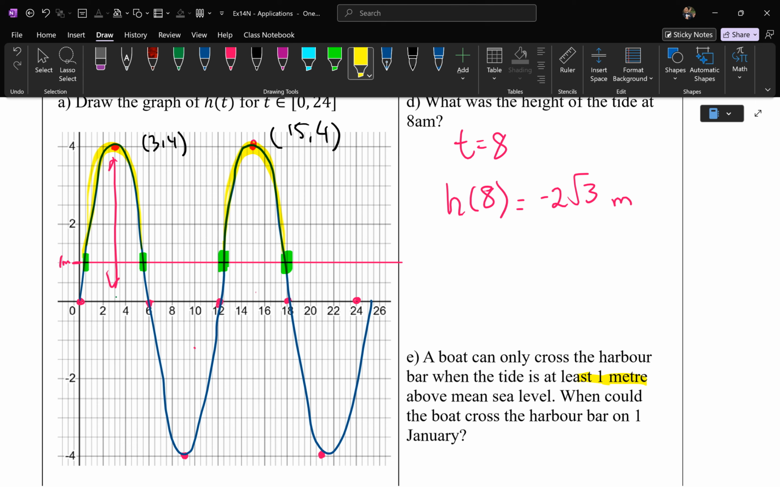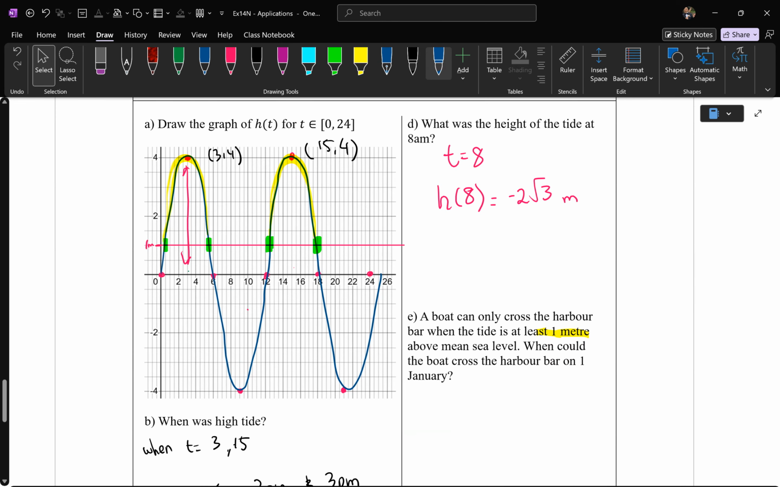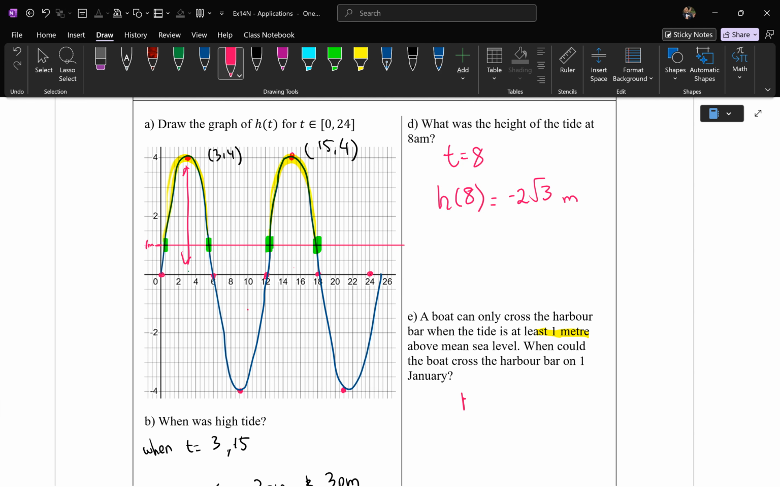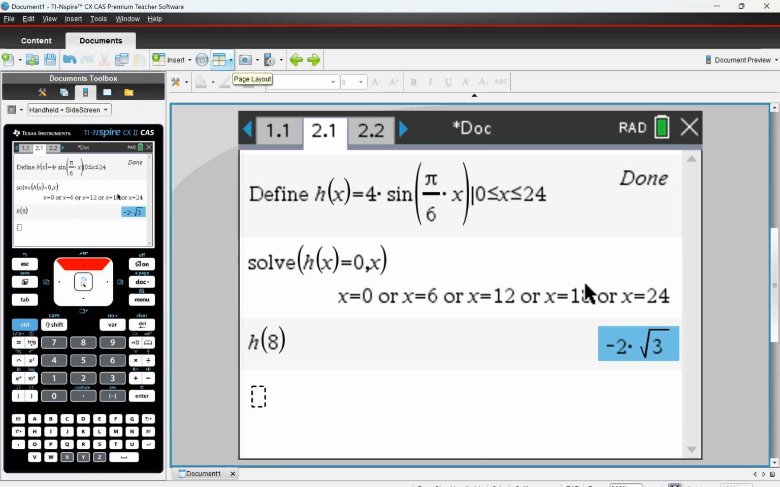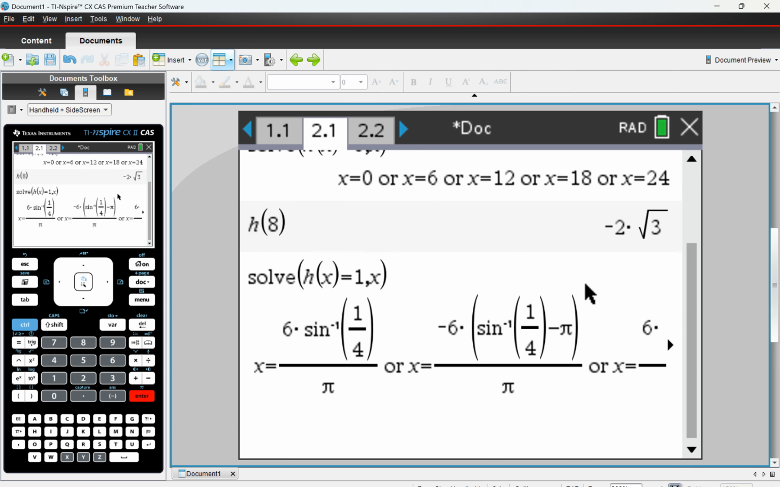Hopefully after doing the hard one, doing this one feels much easier. It makes more sense. These are your typical textbook questions. Here we go. I'm going to find out when it actually equals 1 meter, so h of t equals 1. Solve. When does it equal 1?